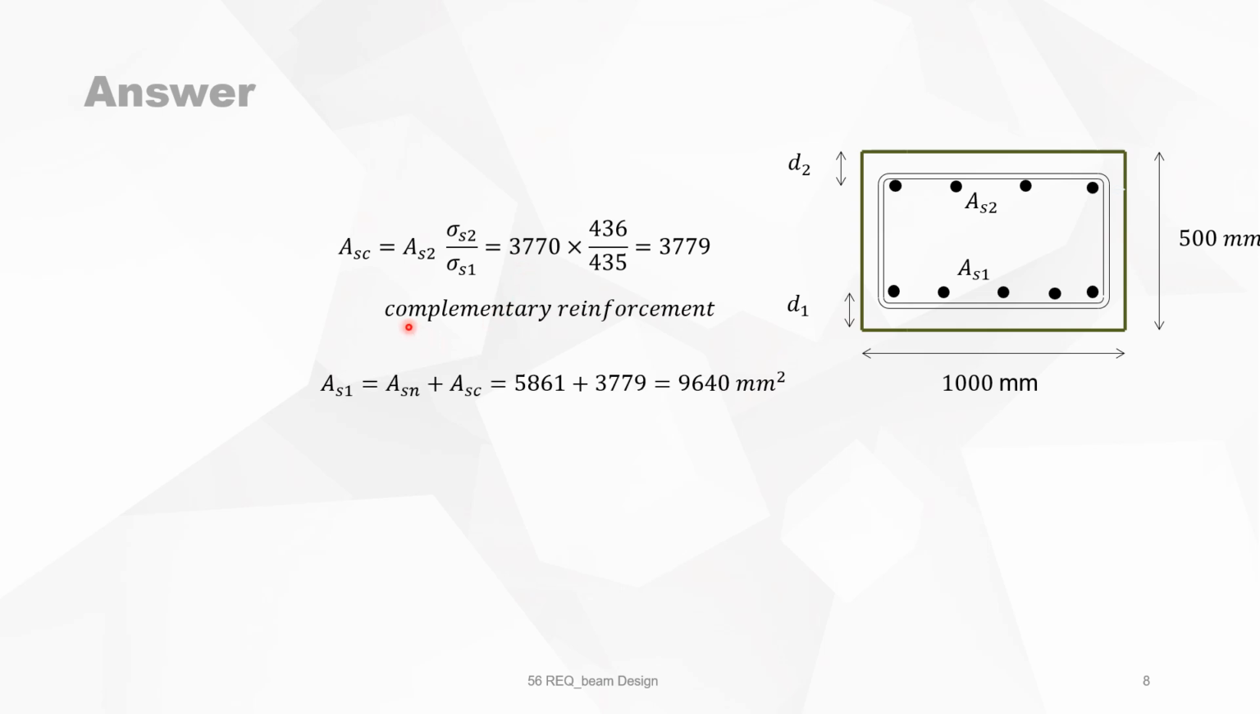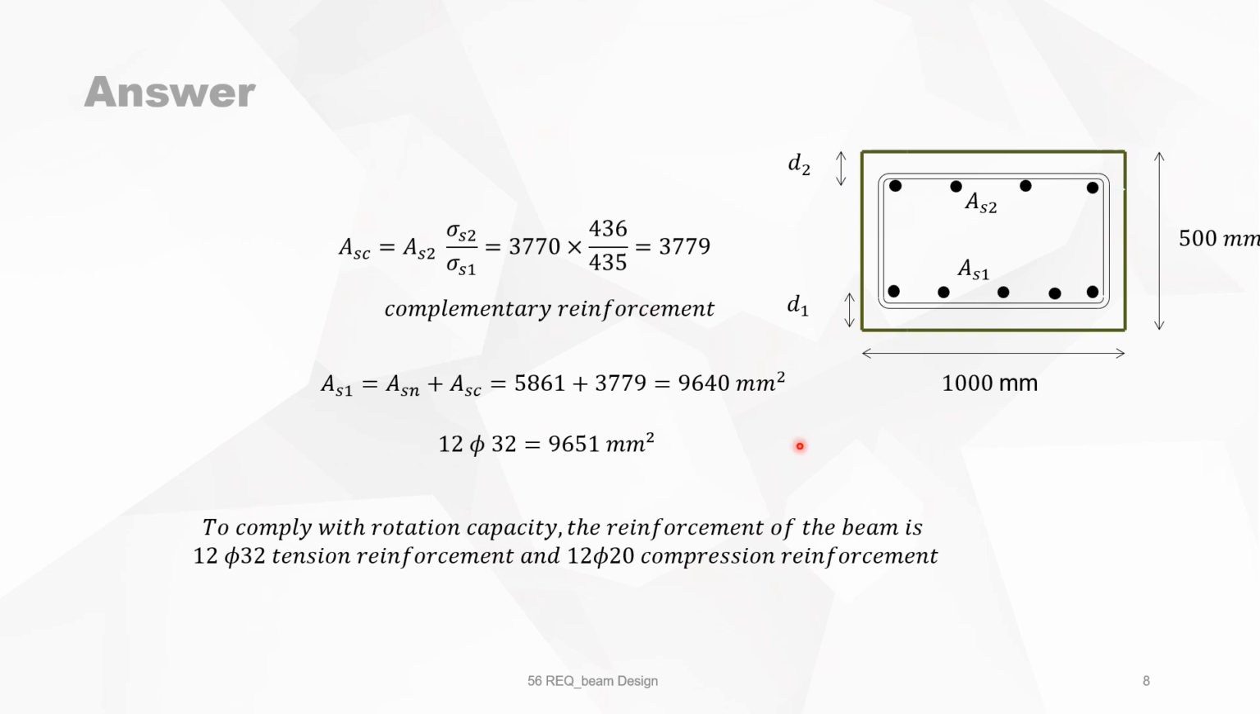That's the complementary reinforcement. So it means that the total tension reinforcement is the nominal reinforcement, 5,861, plus the complementary reinforcement, which is needed to achieve our goal of rotation capacity. So it's 9,640 square millimeter. And 9,640, you can obtain it by 12 diameter 32. So to comply with rotation capacity, the reinforcement of the beam is tension reinforcement 12 times diameter 32 and compression reinforcement 12 times diameter 20.